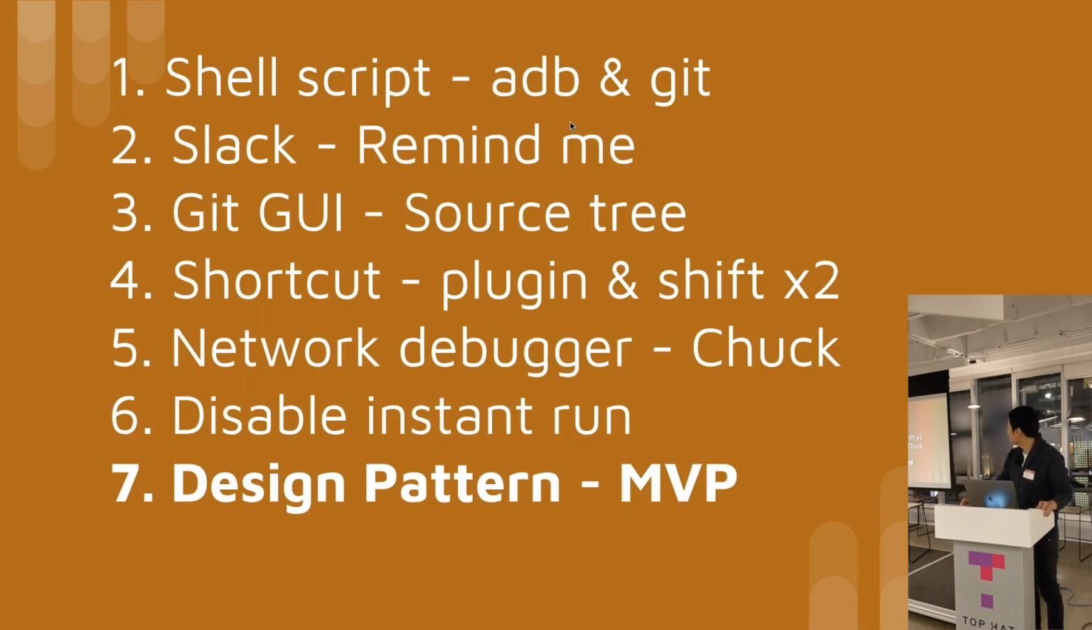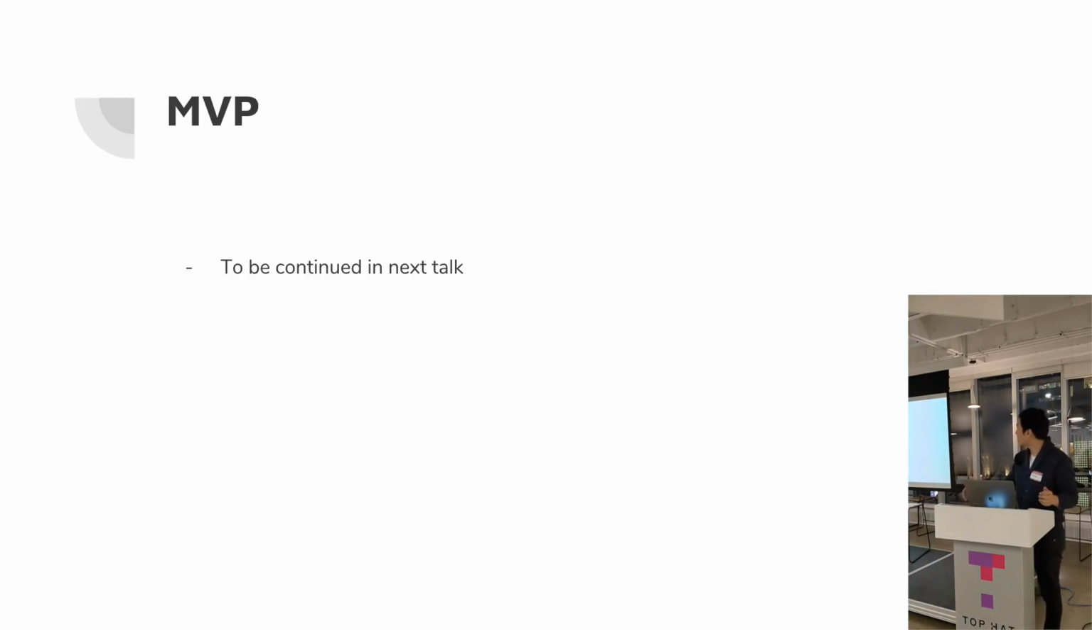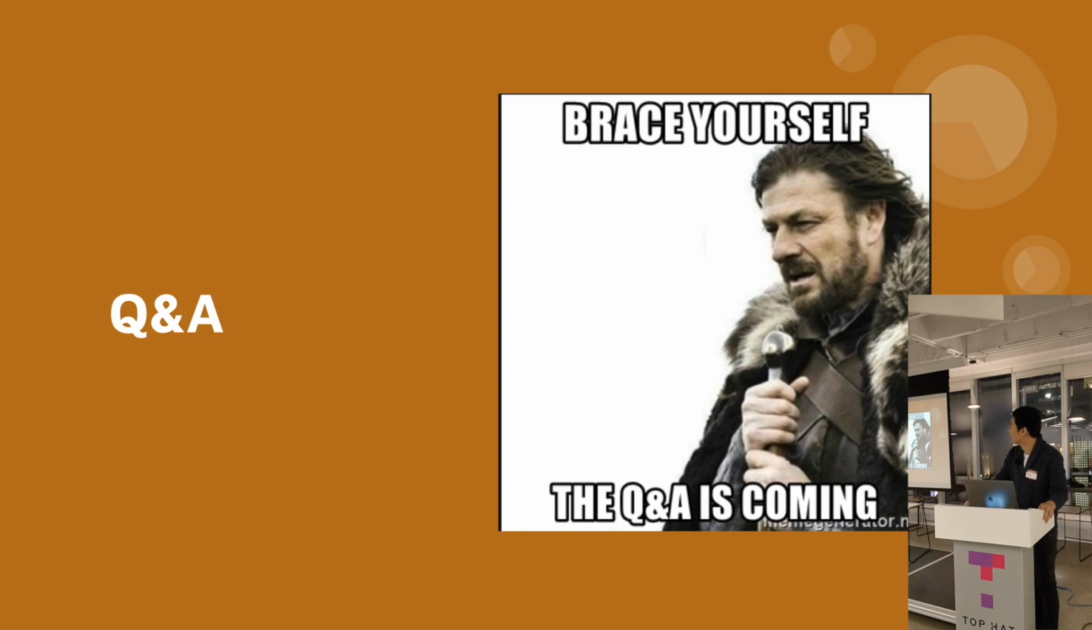Next, the last tip I want to talk about is the design pattern, MVP. I know that Google is pushing hard for the MVVM pattern, and they have data binding and all of these, but despite that, in my experience, I found MVP to be more reusable and also more easily testable. Unfortunately, because this is a really long topic, I'll talk about this in the next talk. And that's about it. Great time.